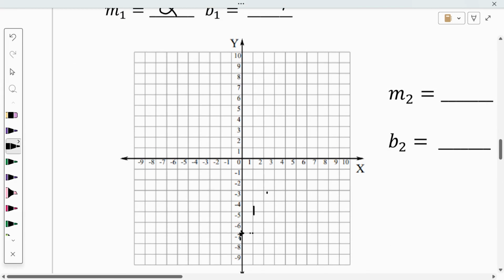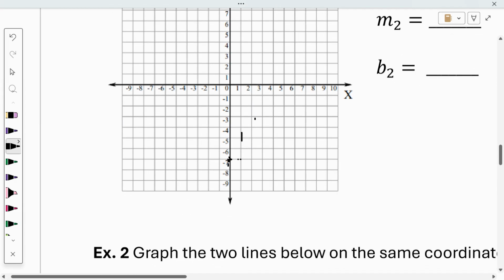Again, I don't have the best stylus. Let's try that again. So we're going to begin at -7, and we're going to go up 2 to the right 1, up 2 to the right 1, and continue that pattern. So this is line 1.